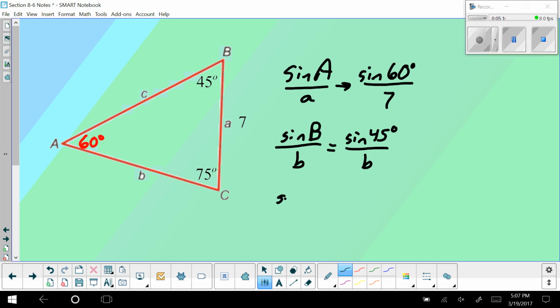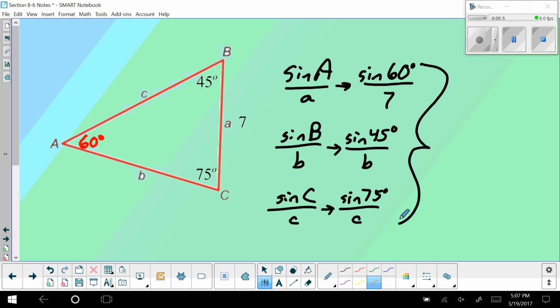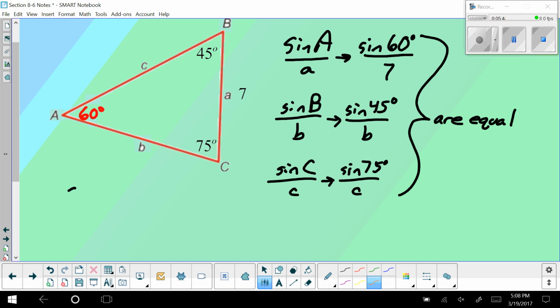Or if I look at angle C, I have the sine of C compared to the side opposite it. So I'd have the sine of 75 degrees to the side opposite it, which is C. And what the law of sines is saying is that all of these ratios are equal. So if I want to find B, I just need to set its ratio equal to the one that I do know. So I could say that sine of 60 degrees compared to the 7 is equal to the sine of 45 degrees compared to B.